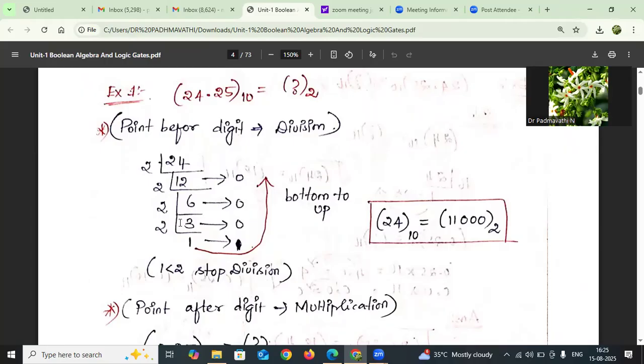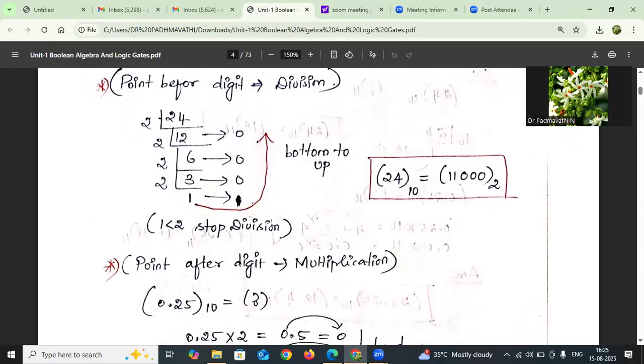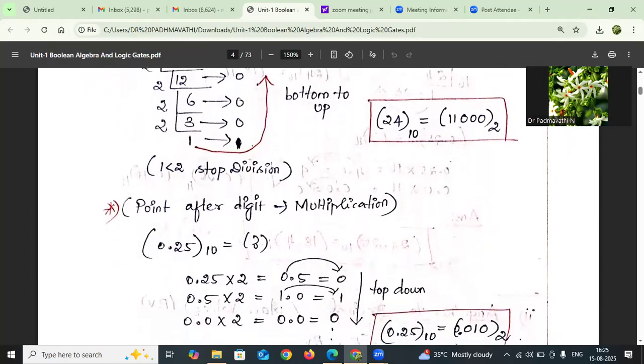So see that here we are applying the continuous division until we are receiving 1 or 0. So this is your binary representation of the given decimal number. Then we go for 0.25, how it will be converted into binary.